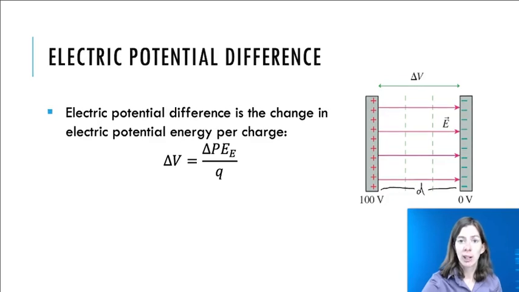In this video, I'd like to talk about electric potential difference. It is defined as the change in electric potential energy per charge. That might be a little confusing, but if you look at this equation, it's actually similar to the definition of the electric field. Remember that definition? The electric field is the force per charge. So it's very similar. And remember how the electric field told us how much force the charge would experience? The potential tells us how much energy the charge has. So this is very similar.